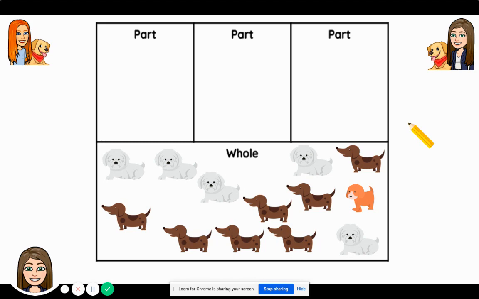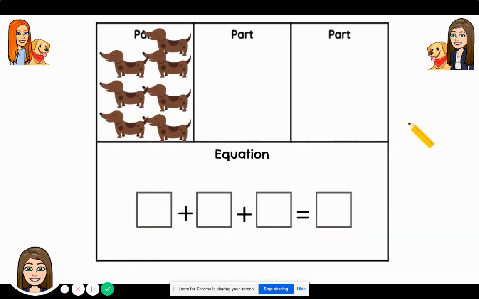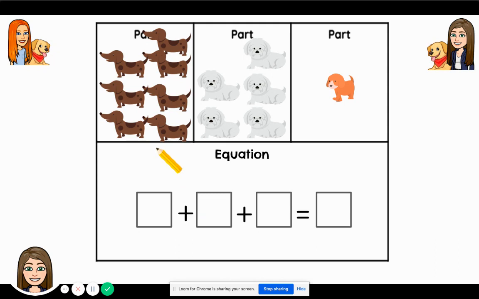If you said that we need to sort the dogs into 3 parts first, you are correct. So we have our 7 brown dogs, 5 white dogs, and 1 orange dog. What should we do next? Turn and tell someone at home.